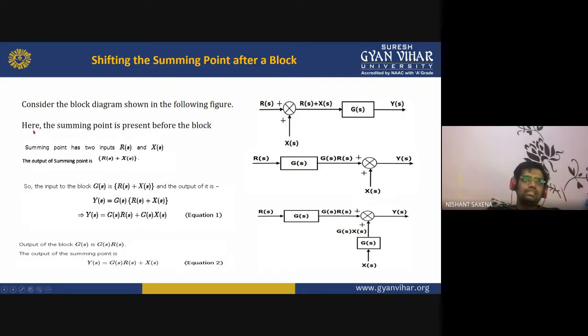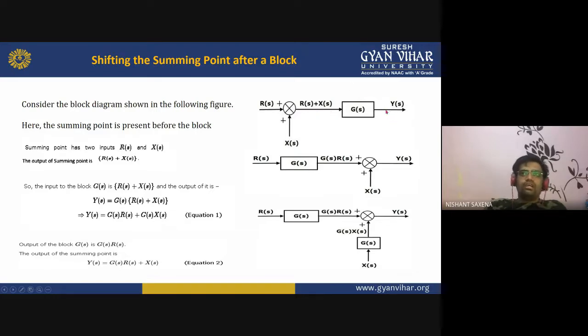Consider the block shown in the figure. Here the summing point is present before the block. So the summing point has two inputs, the R(s) and the X(s), and both are with the positive polarity. So the input of the block, that is G(s), is equal to R(s) plus X(s). Obviously, if I do the summation of these two, it will be R(s) plus X(s). So this will be the input to this transfer function G(s), or we just simply call it a block G(s). So how would I move it towards the forward side?